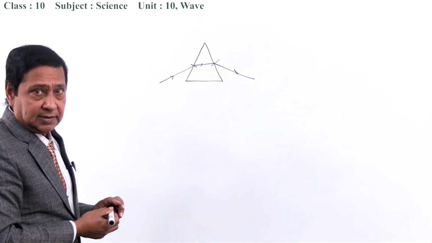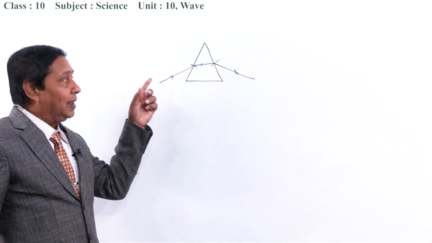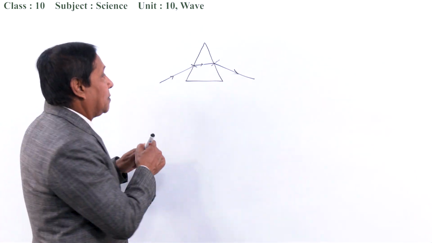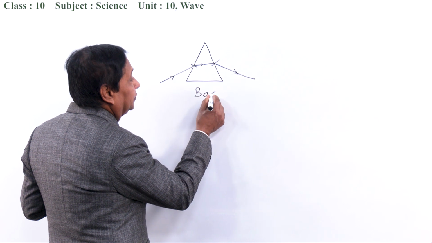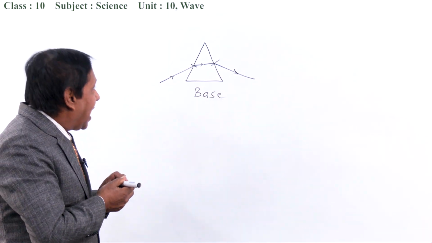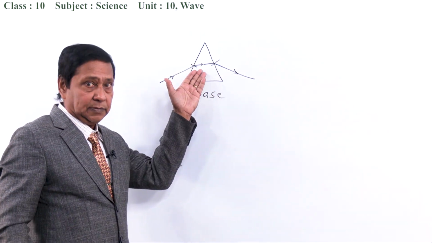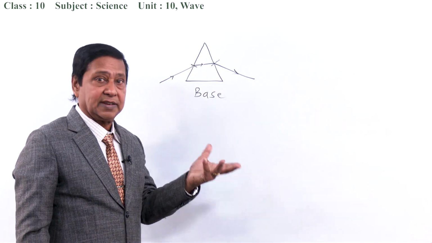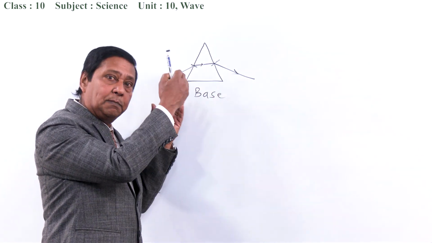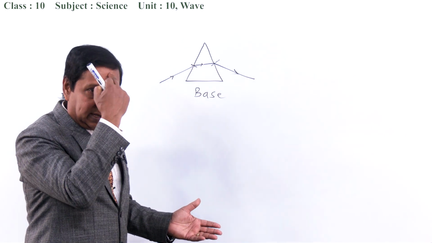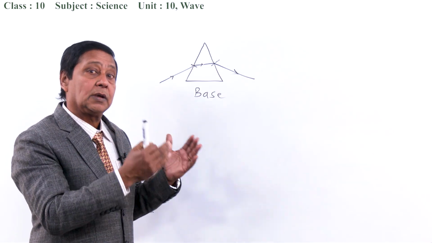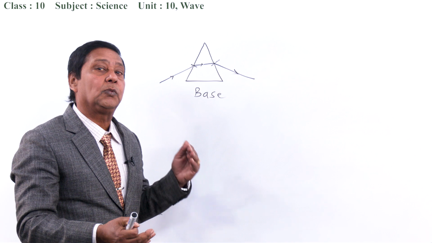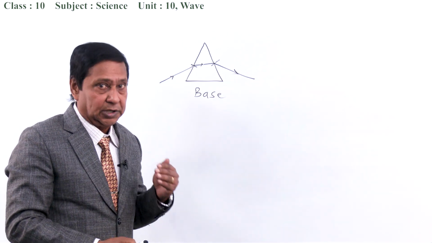Have you noticed this? What happened here? Light turned towards the base of the prism. Actually, if light enters a prism and comes out after two successive refractions, then it bends towards the base of the prism. We have to take care of this. Light always turns towards the base of the prism when it comes out from the prism.